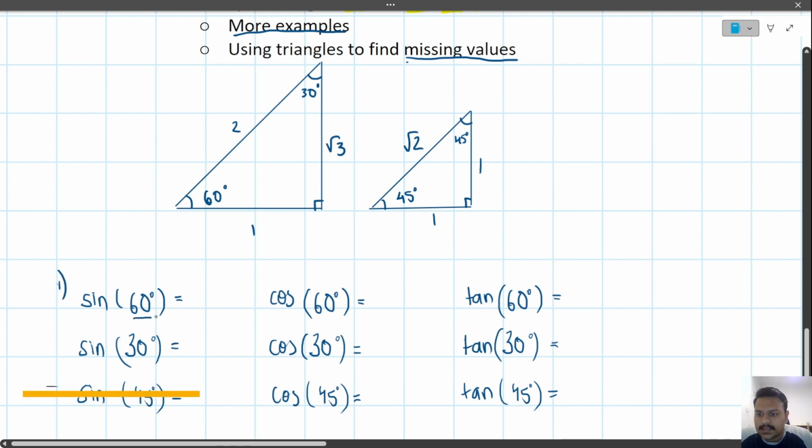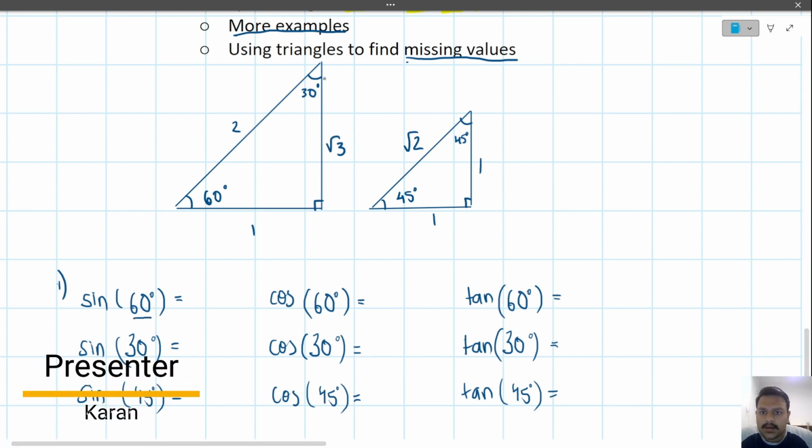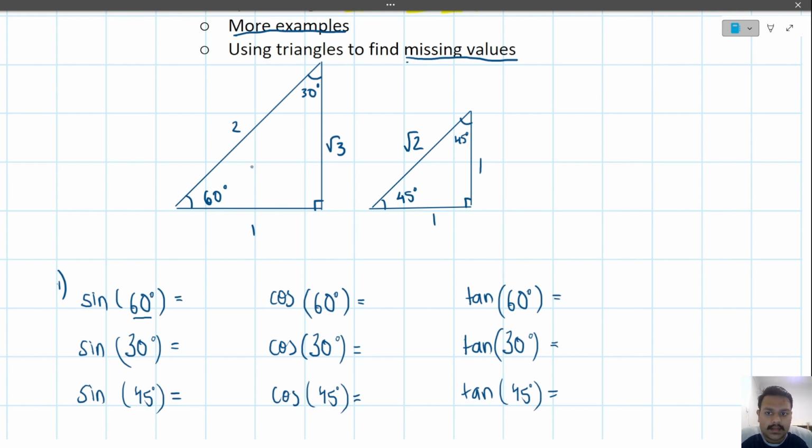So our first problem is sine of 60. Now in this triangle, I've given you the sides already, and you can confirm that the sides are correct by using Pythagoras' theorem if you wanted to. But in this triangle, we don't worry about that. Let's just worry about using sine, cos, and tan.